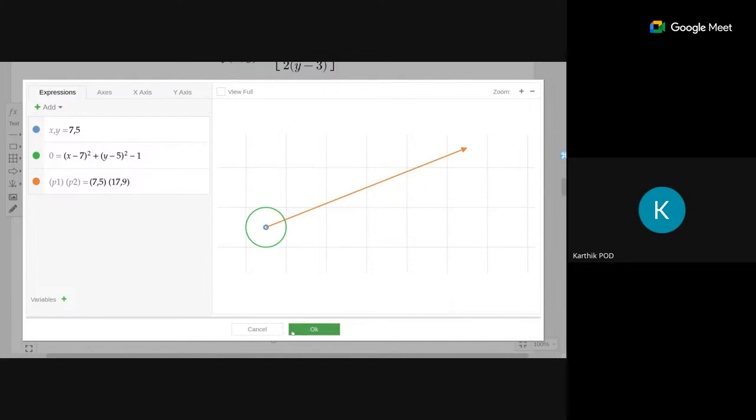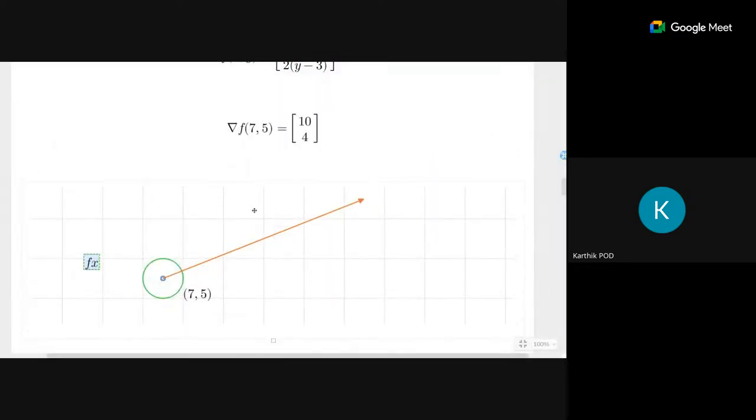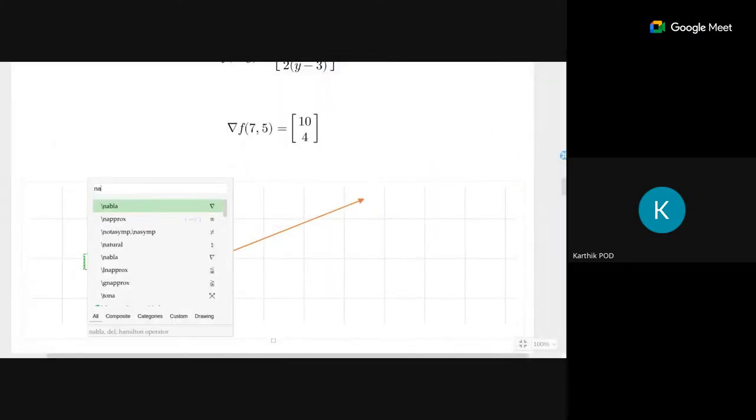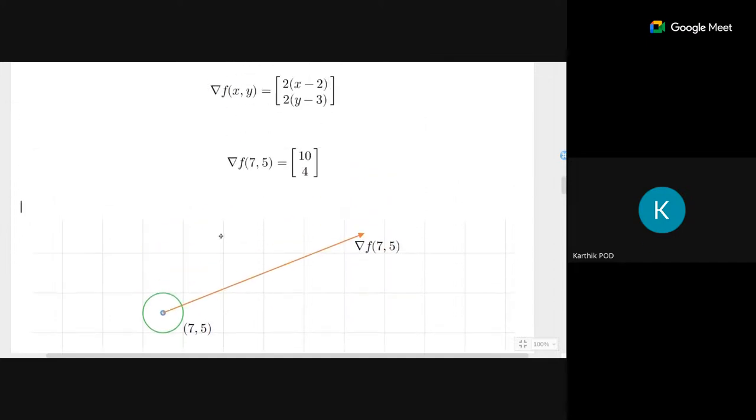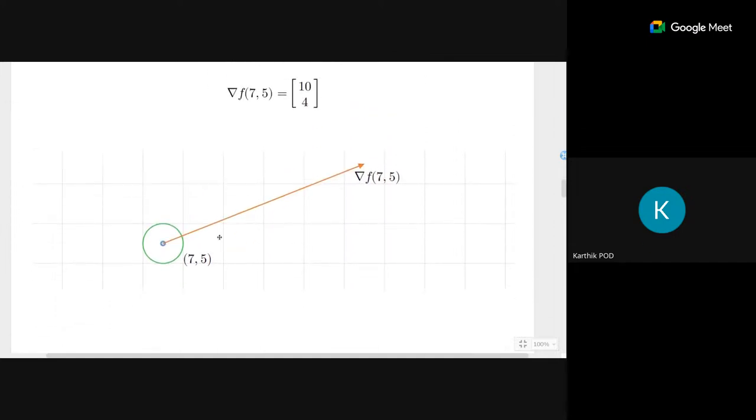So this is the gradient, right? This is nabla of f of 7 comma 5. So we are at the point 7 comma 5. The gradient points in this direction. Now we are asking the following question: in which direction should I move so that my function's value decreases? What I have drawn in the circle is all possible directions of unit vectors.